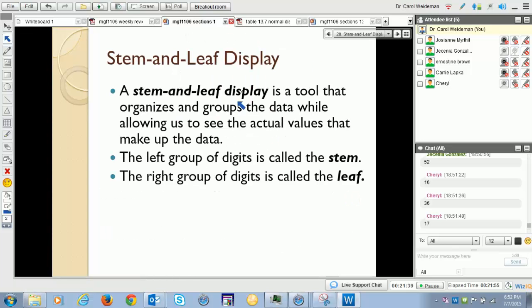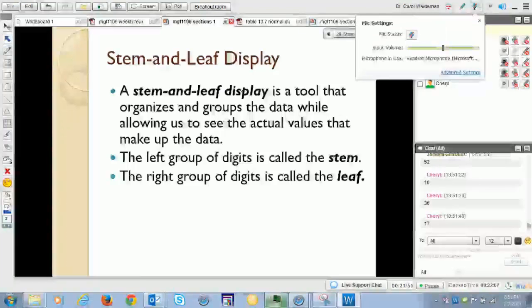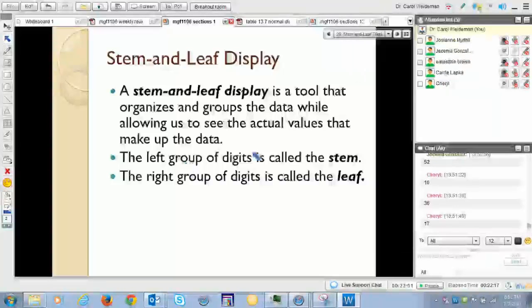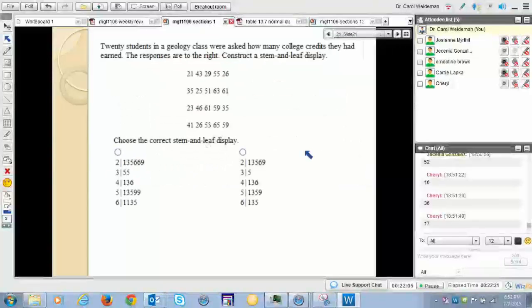Another display your book talks about is stem and leaf. There's stems and leaves. Let me show you. It's actually easier to look at one. So here's what a stem and leaf looks like. Here's the stem and here's the leaves. So the stem tells you, in this case, the tens position in the number, and then this is the single digits. So let's look at this data set here. They want you to construct a stem and leaf.